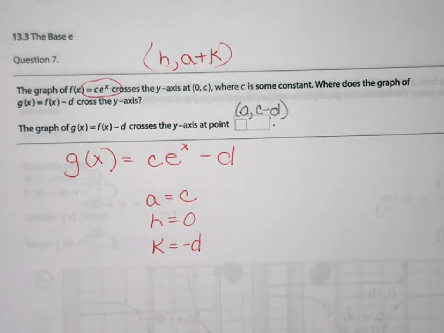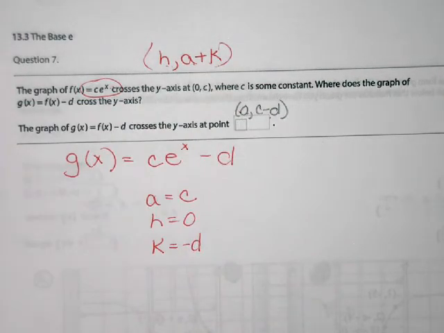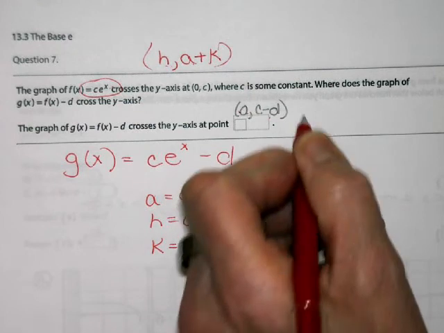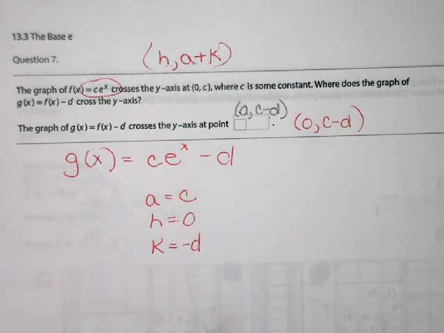I goofed when I was practicing. I just put in C minus D, and I was wrong. They want an ordered pair. So please put an ordered pair for number 7. Can you read it? 0, C minus D. I'll write it again. Let me get my eraser to make it better.